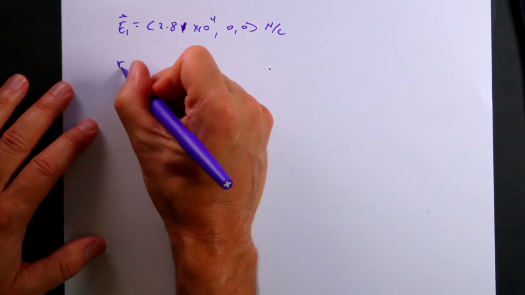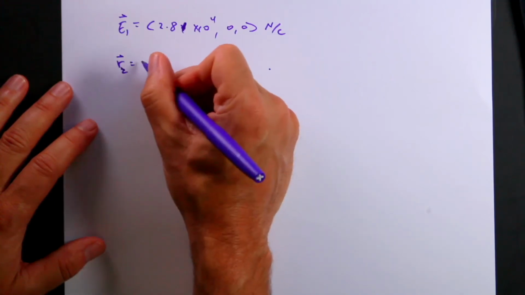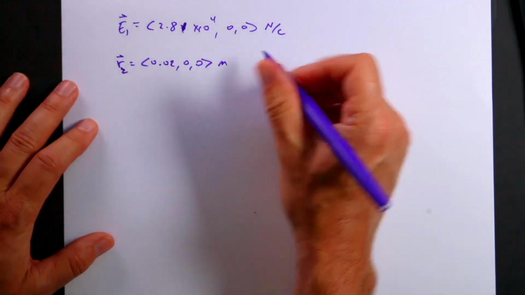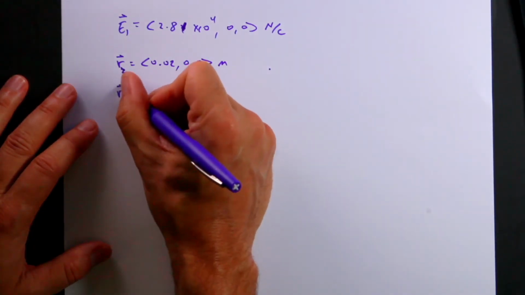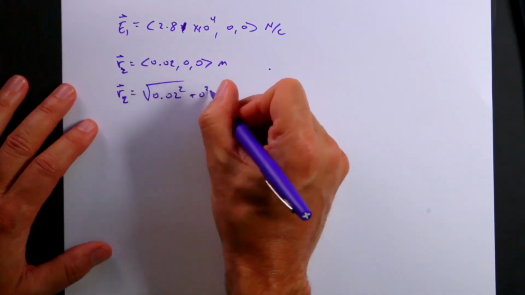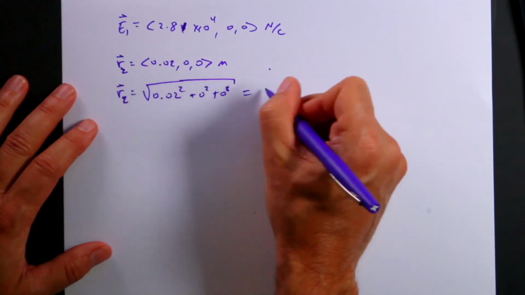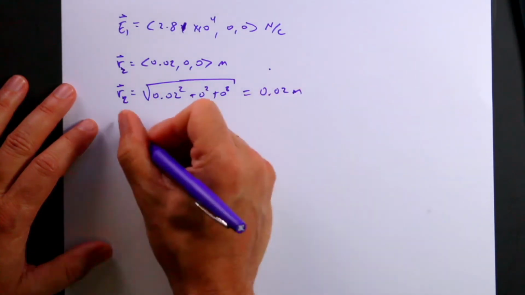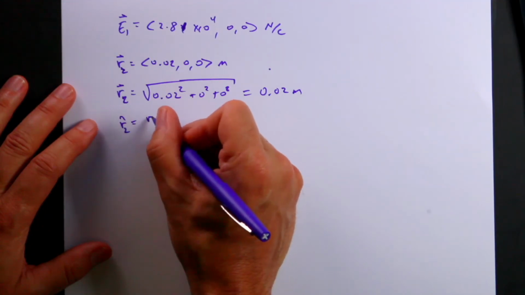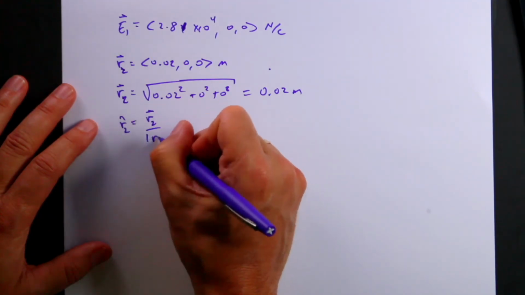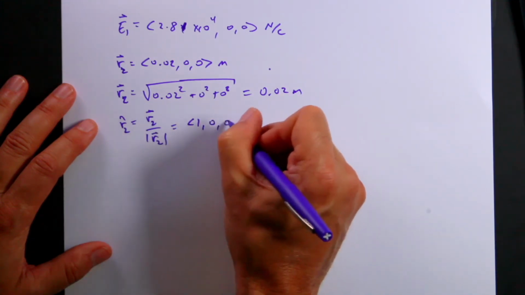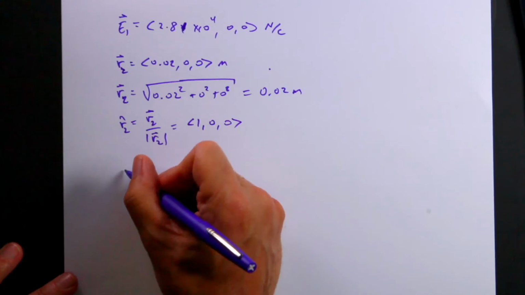Okay, so R2 is going to be equal to 0.02, 0, 0 meters. I need to find the magnitude of that. So the magnitude of R2 is going to be the square root of 0.02 squared plus 0 squared plus 0 squared, which equals 0.02 meters. Now I need to find R2 hat. R2 hat is going to be the vector R2 divided by the magnitude of R2, and so that's going to be, again, 1, 0, 0. Now I can find E2.